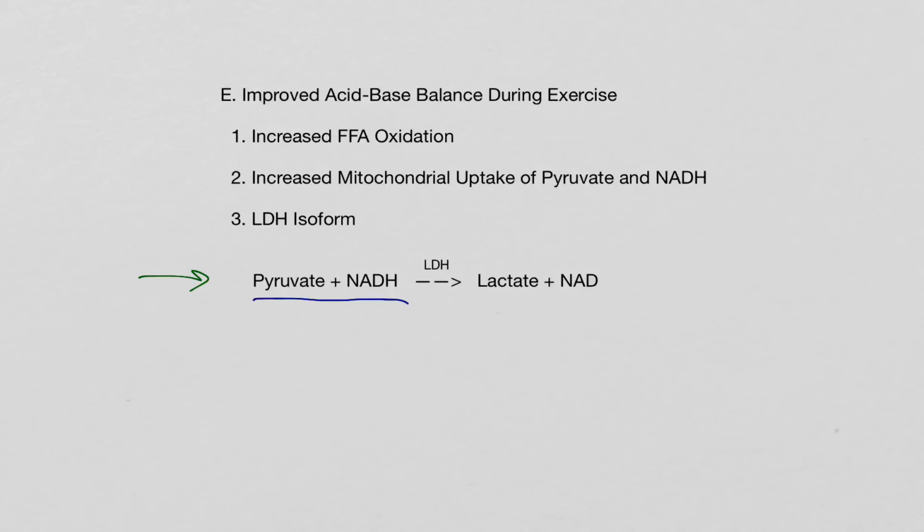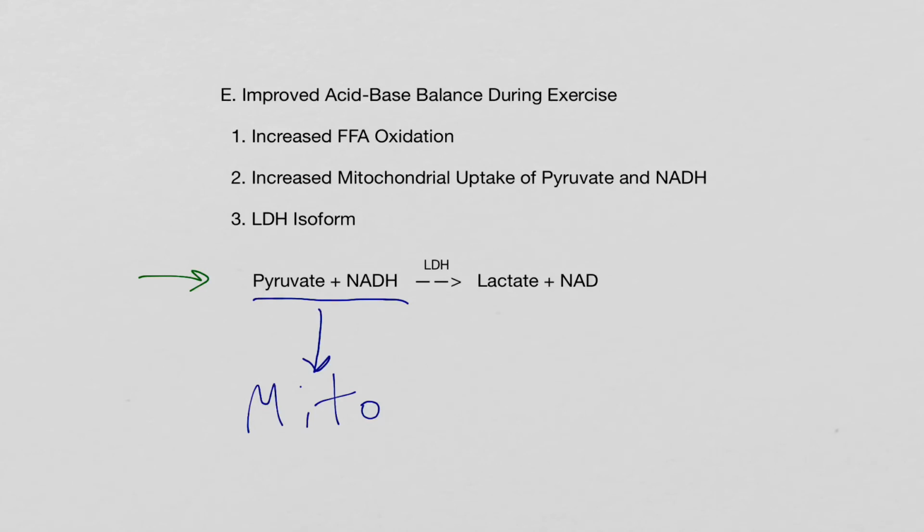the formation of lactate. Pyruvate and NADH, of course, we also know can be imported into the mitochondria for further oxidation in the Krebs cycle and electron transport chain, where we're going to get the bulk of our ATP. So keep that in mind about this formation of lactate as we go forward, because it's important for the acid-base balance.